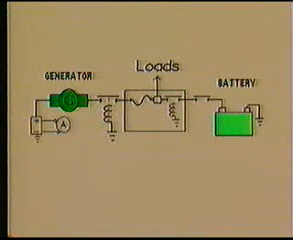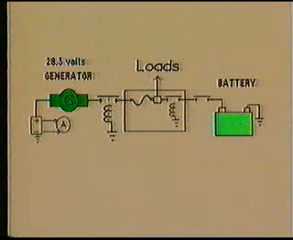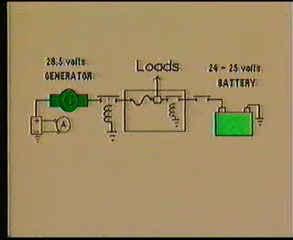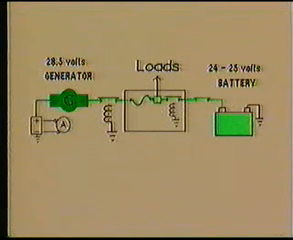The battery and the generator are both electrical sources, and both can supply current to electrical loads connected to the aircraft's bus system. In operation, the generator output is regulated to approximately 28.5 volts DC, while the battery has a stabilized output of approximately 24 to 25 volts. When both the generator and the battery are online, that is, the generator main contactor and the battery relay are closed, both will attempt to supply the bus.